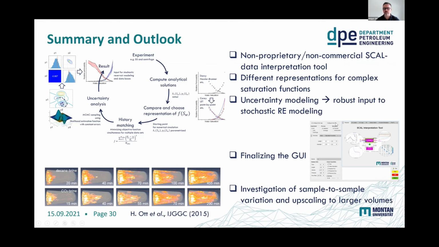At the moment we are working on the graphical user interface and on optimizing everything so that it maybe also runs a little bit faster. And as I said, investigation of sample-to-sample variation in terms of upscaling, and we are trying to combine this with digital rock analysis. This means calculating from even smaller size samples, making a downscaling step to later upscale digital rock data. So this is what we are doing.